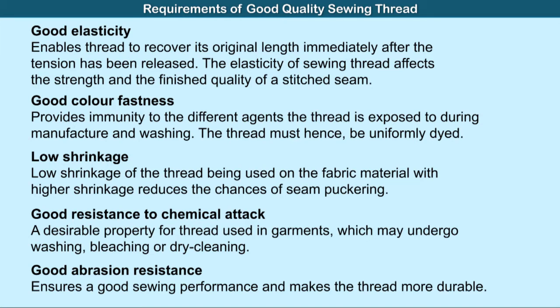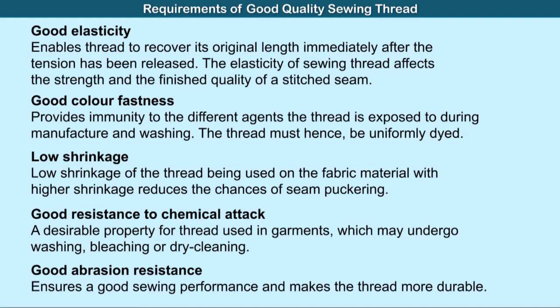Good elasticity. Good elasticity enables thread to recover its original length immediately after the tension has been released. The elasticity of sewing thread affects the strength and the finished quality of a stitched seam. Good color fastness. Good color fastness provides immunity to the different agents the thread is exposed to during manufacture and washing. The thread must hence be uniformly dyed.